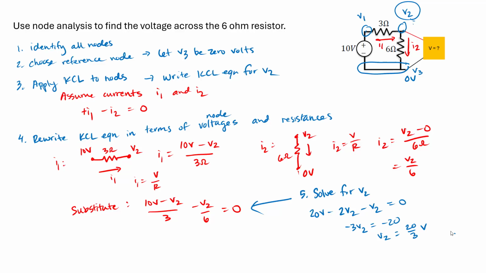So you can see that while node analysis might not be the fastest approach for this very simple circuit, it does indeed give us the correct answer. And had you gone back and tried using Ohm's law or voltage division, you would get the same result. So in this case, the voltage across our 6 ohm resistor is equal to 20 thirds volts.